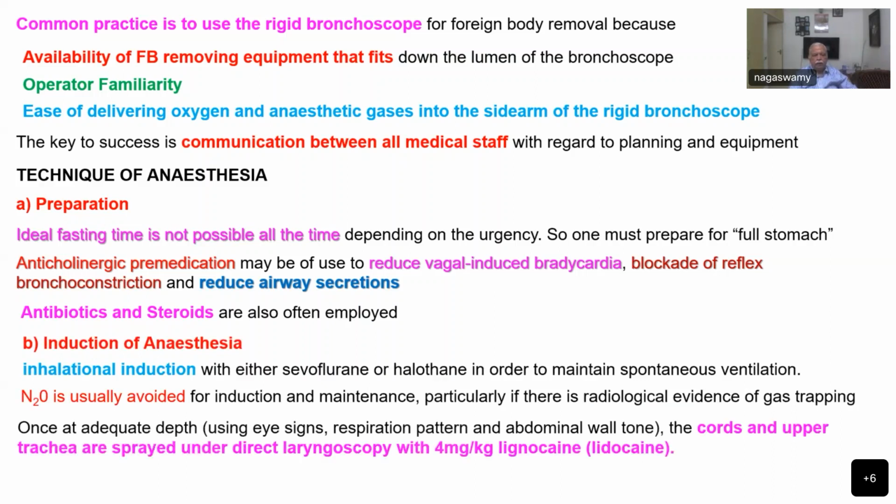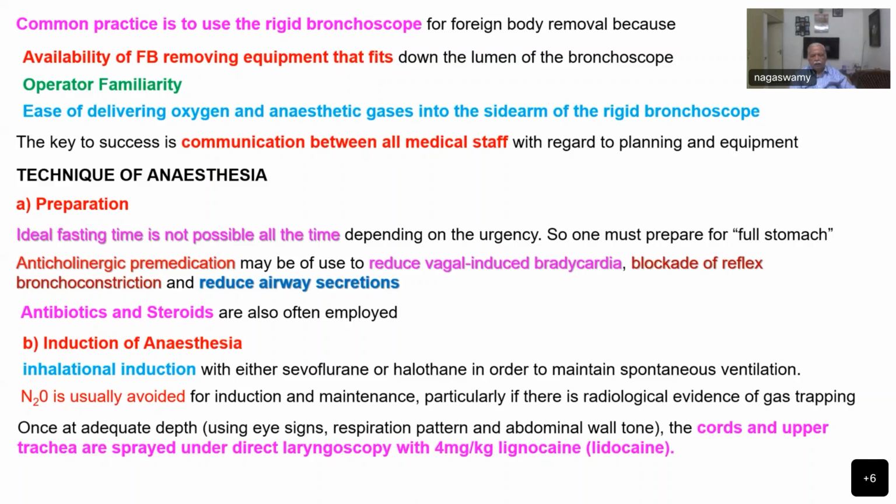And once adequate depth is achieved, judged by the eye signs, respiratory pattern and abdominal wall tone, especially the eye should not be moving. It should be fixed and in the central position. That is the ideal state for assessing the depth of anesthesia during inhalation induction.